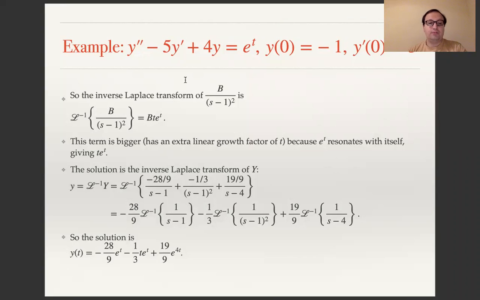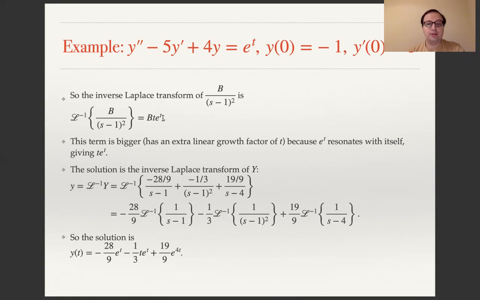Right? So for our example, we had to compute the inverse Laplace transform of b over s minus 1 squared. So this is b times the inverse Laplace transform of 1 over s minus 1 squared. And we computed on the previous page that this is t e to the t. So the inverse Laplace transform of this term that we didn't understand is b times t e to the t. Right? So this actually is the effect of the resonance.